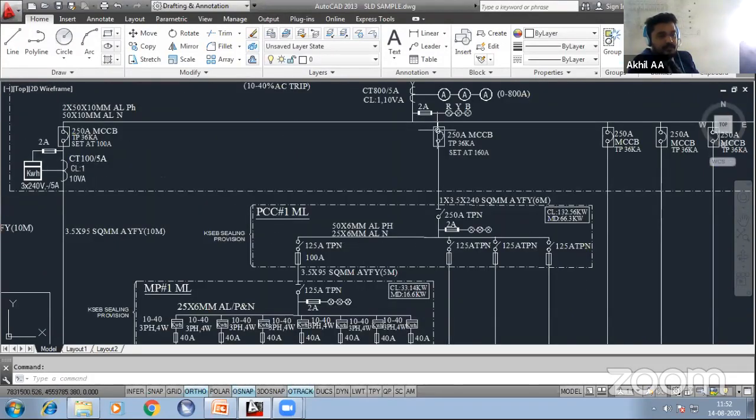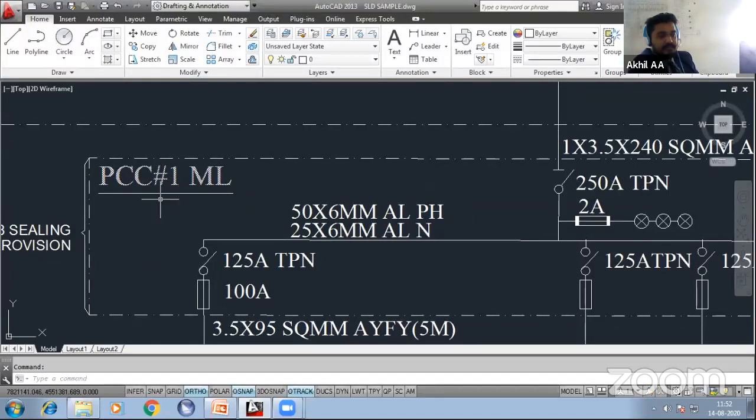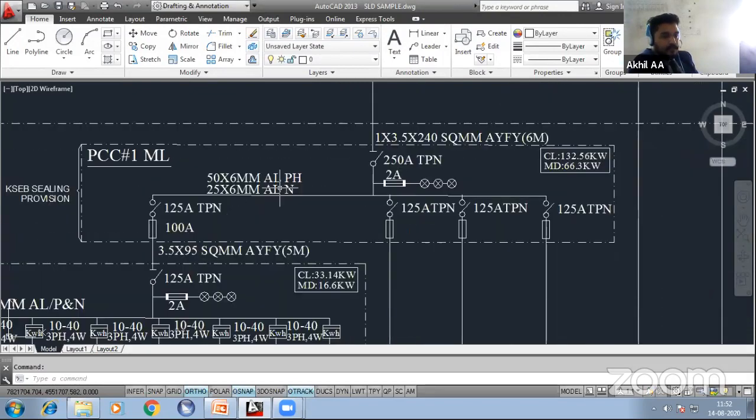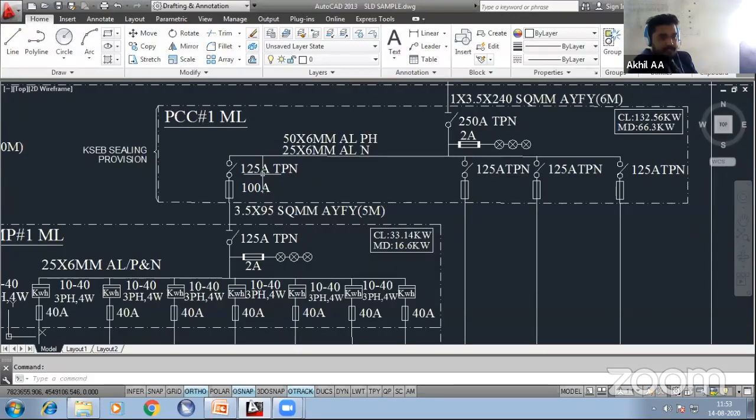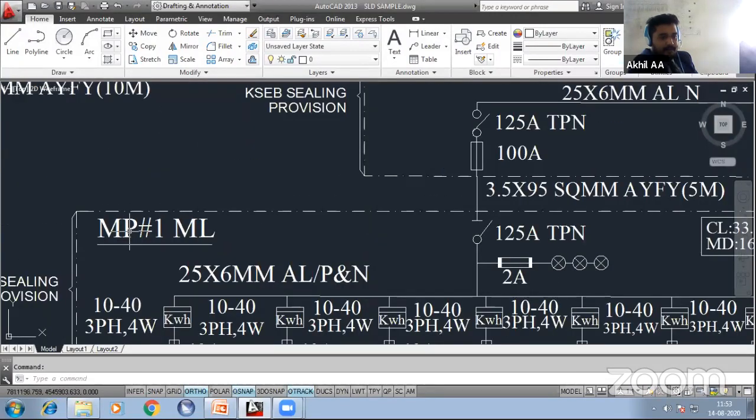One of the outgoings is mentioned as PCC1. PCC1 means power control center. These are the standard short forms we are using. If this panel is occupied with motors, we will be mentioning it as MCC, that is motor control centers. So this PCC1 for the tower 1, you can see MP1.